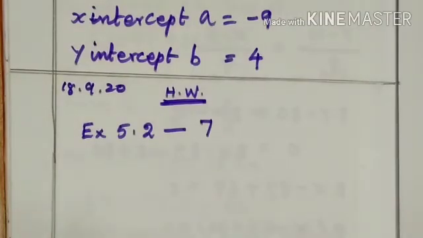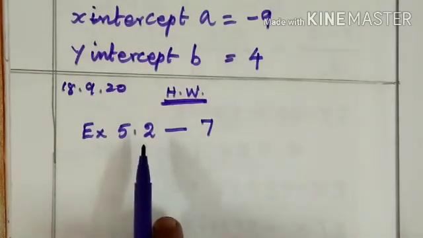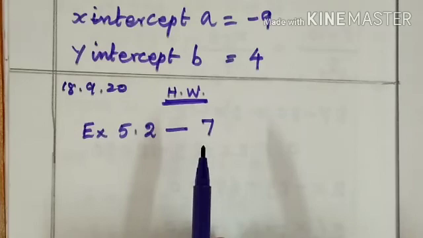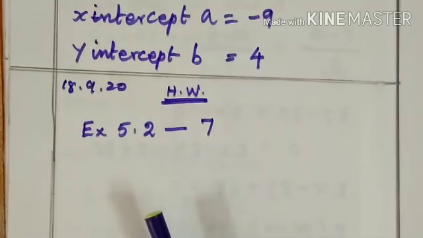Okay students, today's homework is exercise 5.2, 7th sum. Do this sum by using the two-point form. Do it properly and thank you.